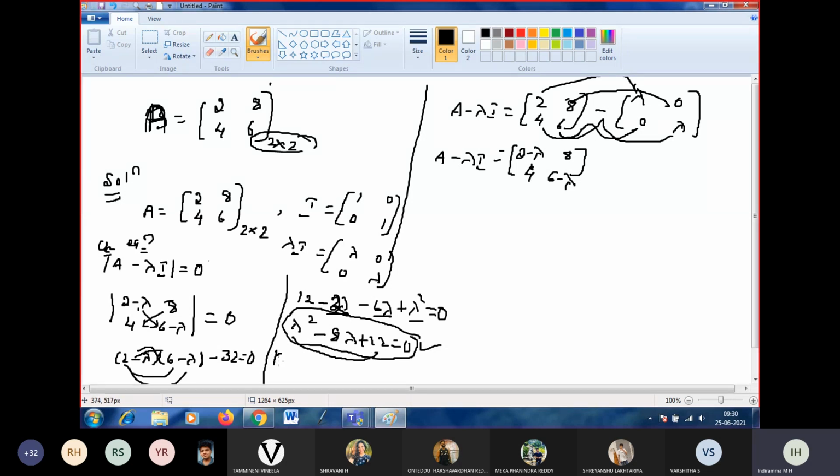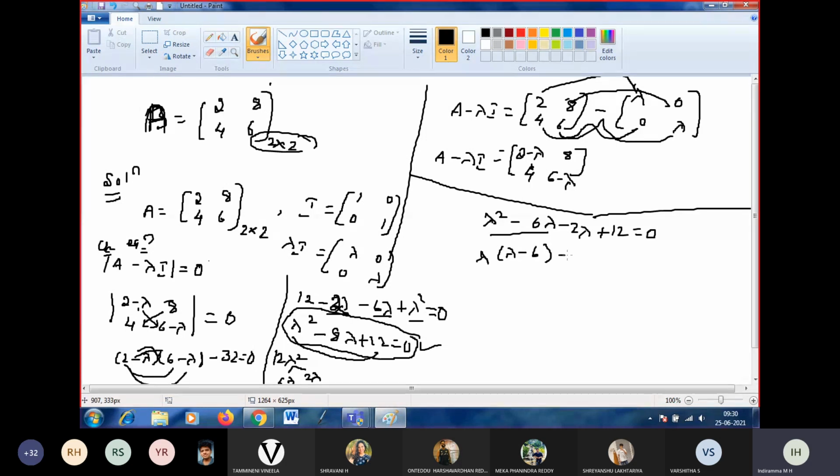How to write 12 with lambda square? Lambda square minus 6 lambda minus 2 lambda plus 12 is equal to 0. Next, take lambda common from these two, we are left with lambda minus 6. Take minus 2 common, lambda minus 6 is equal to 0. Take lambda minus 6 common. So lambda minus 6 into lambda minus 2 is equal to 0.